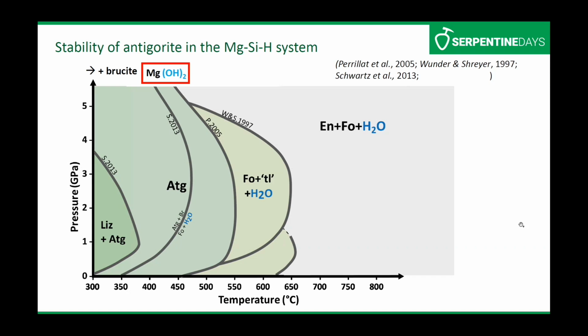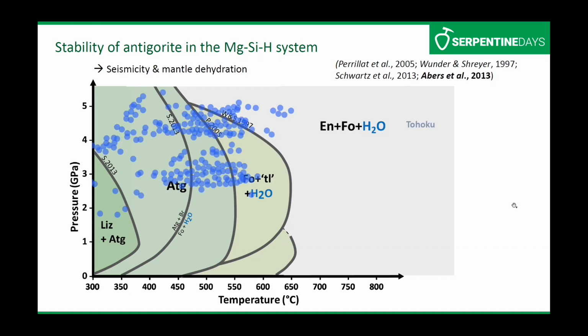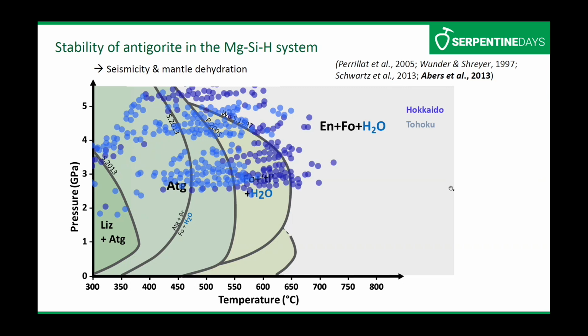This is, after the work of Abers 2013, the pressure temperature conditions at hypocenters for earthquakes of the lower Wadati-Benioff plane beneath Tohoku. Same for Hokkaido. Then the next three slides: Cascadia, Tokai, and Kii, Tokai and Kii being parts of the Nankai Trench.